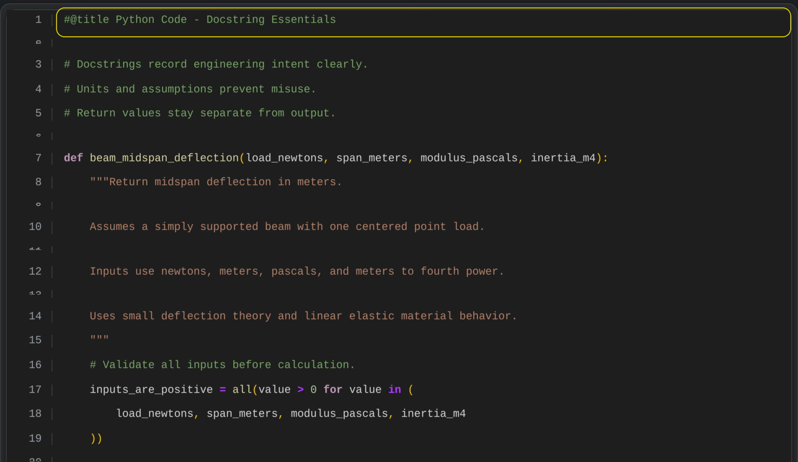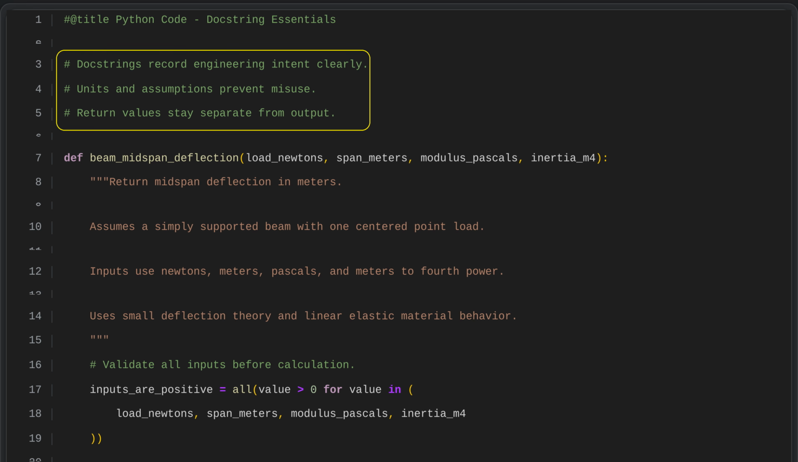Python code. Docstring essentials. Docstrings should clearly capture the engineering intent behind code, including important units and assumptions so the code is not misused. They should also make a clear distinction between what a function returns and any output it produces.